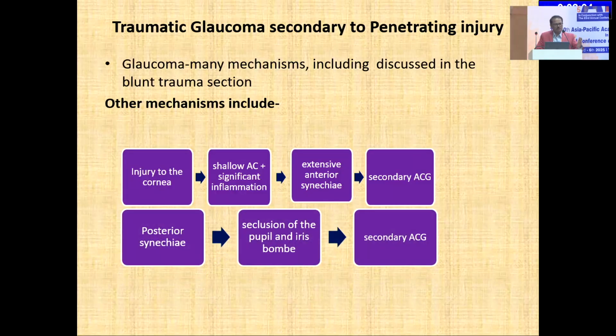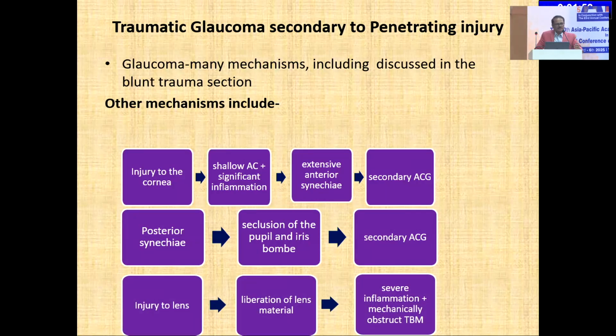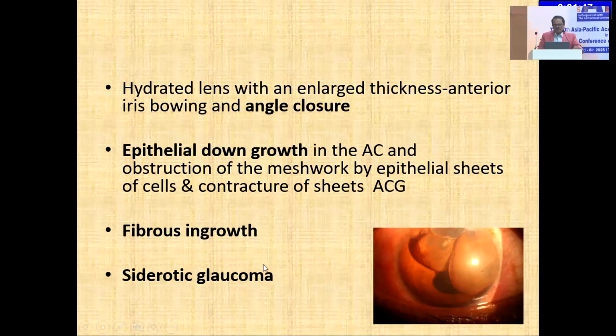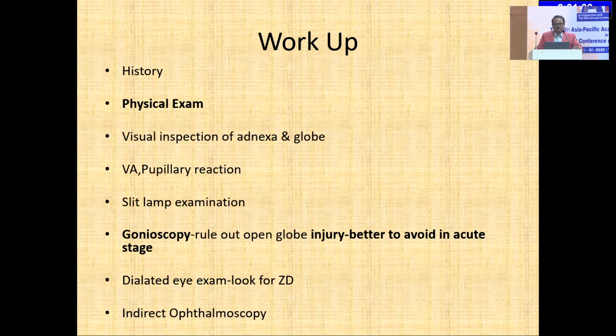And if there is posterior synechia because of inflammation, again it causes seclusio pupillae and iris bombé leading to secondary angle closure glaucoma. Sometimes injury to the lens causes flocculent lens material to come into the anterior chamber, which causes severe inflammation, and that can again lead to glaucoma. One more, which is seen maybe months or years after any penetrating injury, is the formation of an iris cyst, which causes glaucoma.